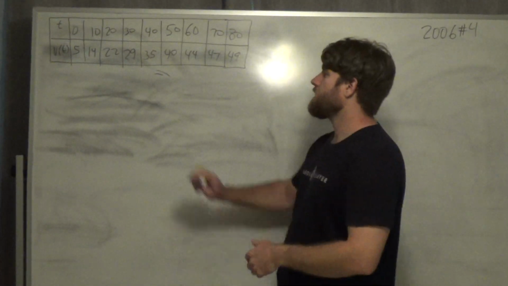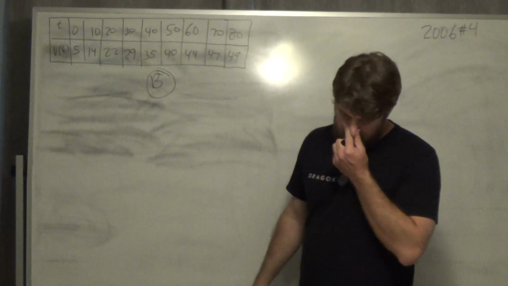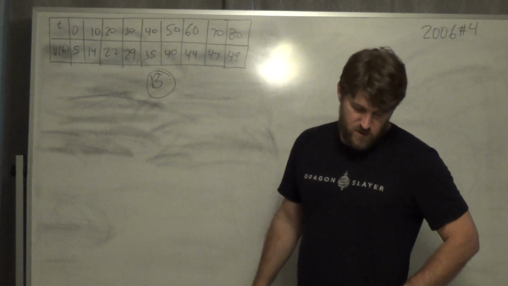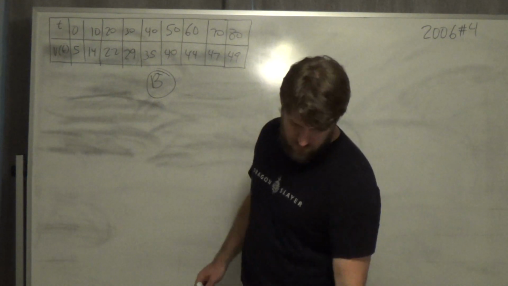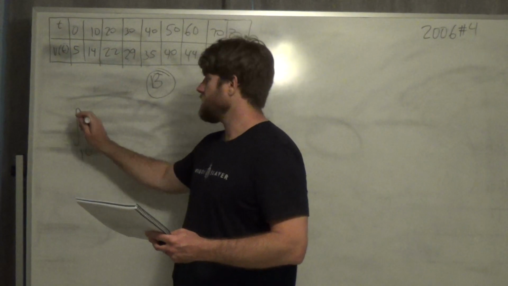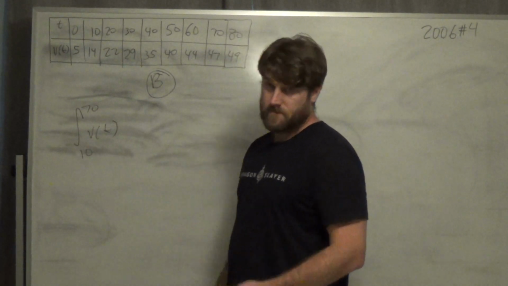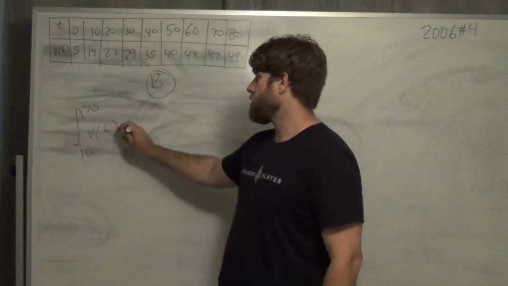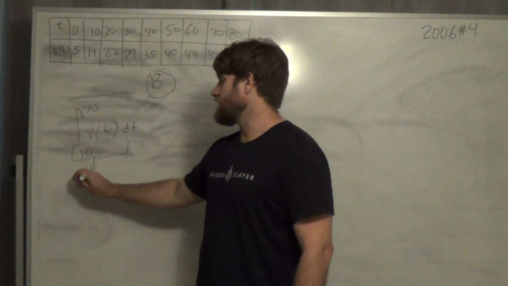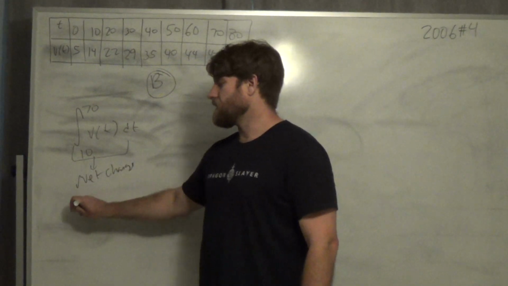All right, now let's talk about part B. I apologize for not putting a big A there like I said I was going to do. For part B, it says, using correct units, explain the meaning of the integral from 10 to 70 of V of t. So what does that mean? What does area underneath velocity give us? This gives us the net change in position.